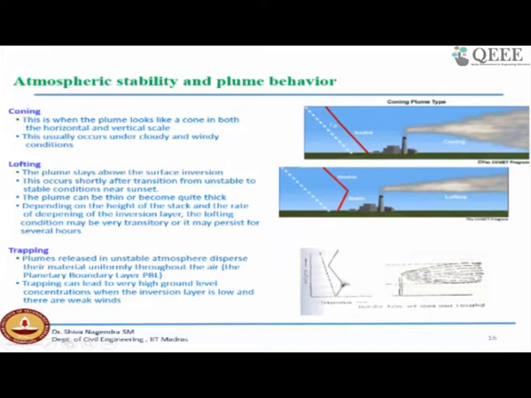Then trapping: if you notice, there is a change in gradient. Initially it is an inversion, then there is a stable atmosphere, and again inversion conditions. If the stack is located between the inversion conditions, then the pollutants will get trapped. Again, if these inversion layers break, then you will get maximum ground level concentrations.